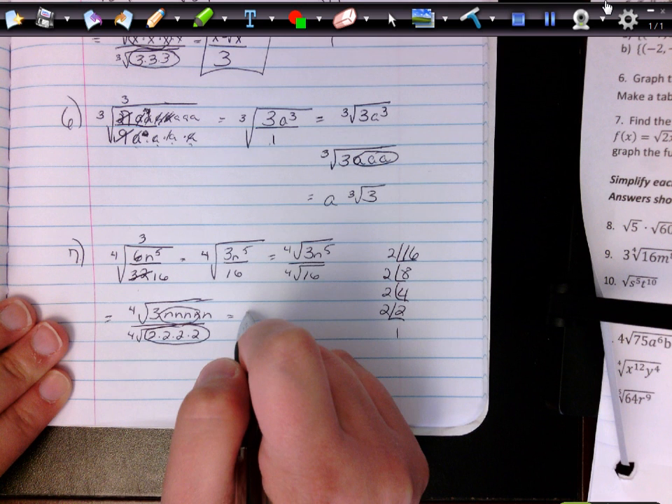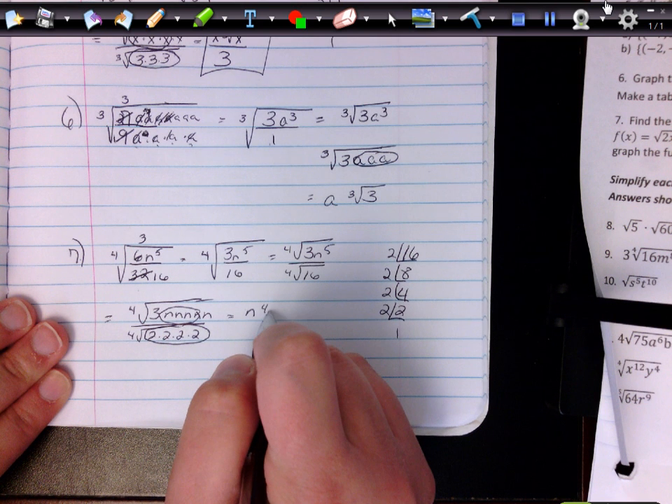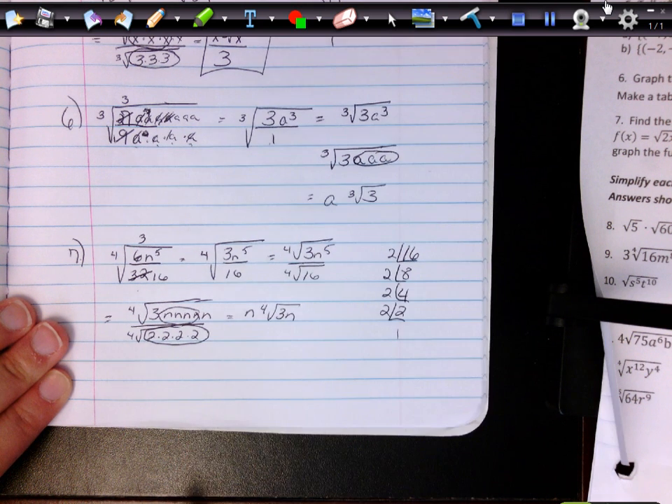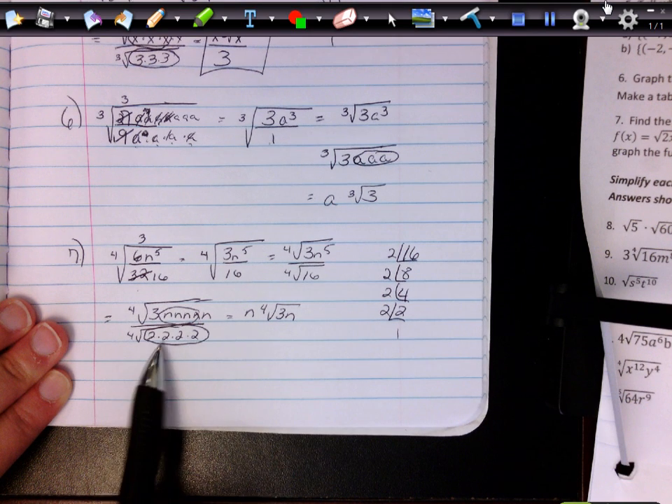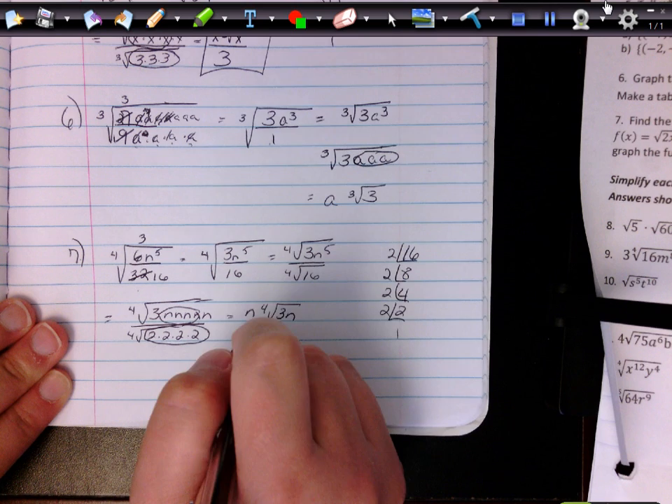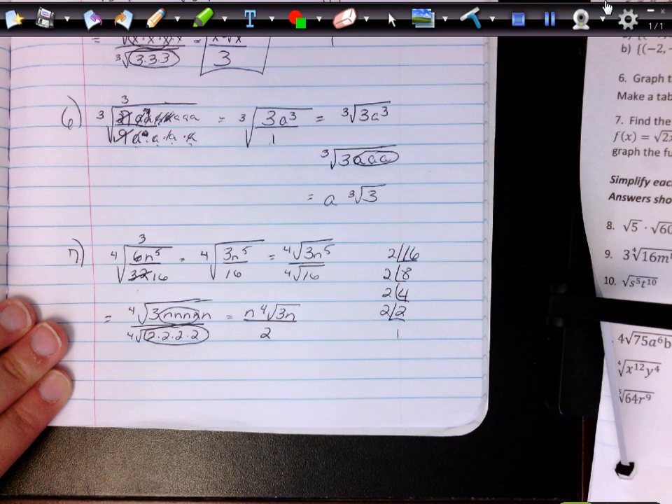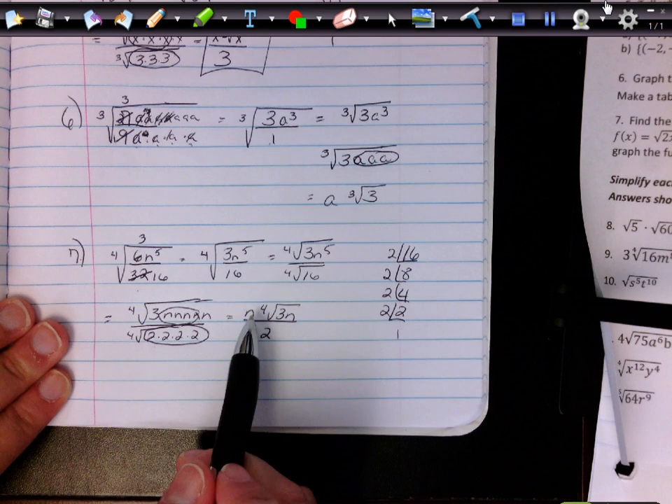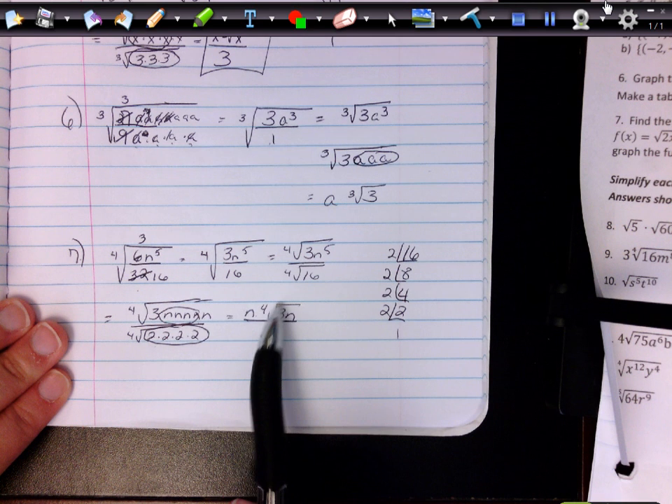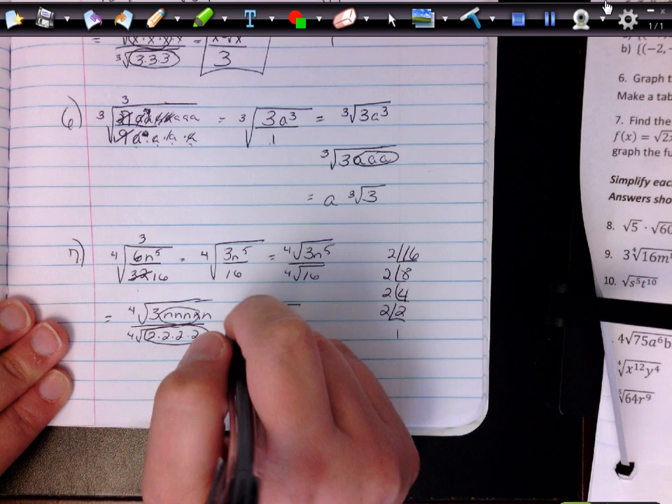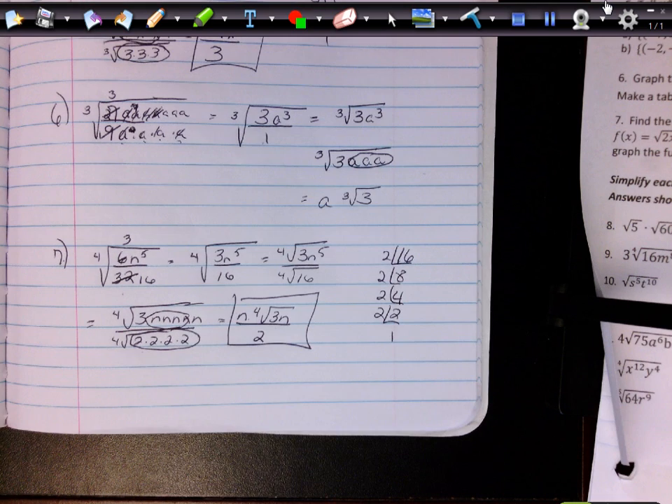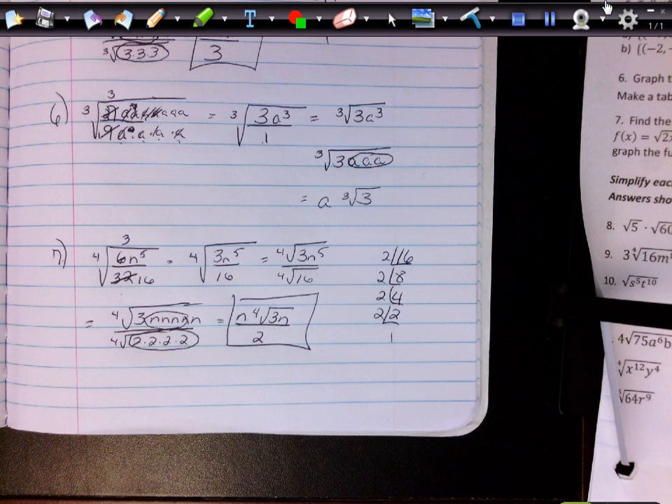So on the top I can take out an n, and I'm left with the 4th root of 3n, because I have a 3 and an n left that have not been circled. On the bottom, everything's been circled, so it's just 2. So I'm good with simplifying. I pulled out the n. I don't have a fraction underneath this radical sign, and I don't have a radical in the denominator of this fraction. So that is my final answer. Make sure you have all of that written before you move on.